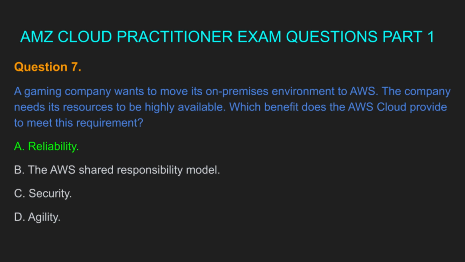AWS offers a range of tools and services that can be used to design and deploy highly available and fault-tolerant architectures, such as multi-availability zone deployments, load balancing, auto-scaling, and backup and recovery solutions.